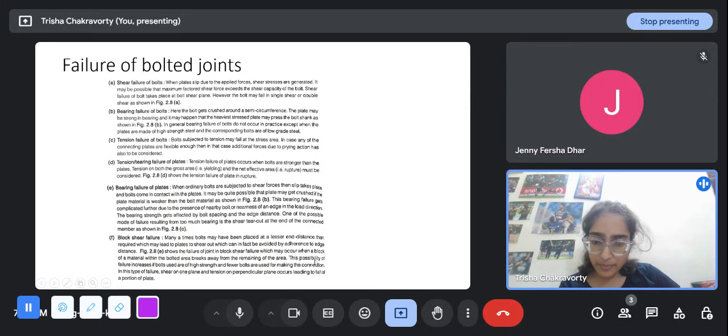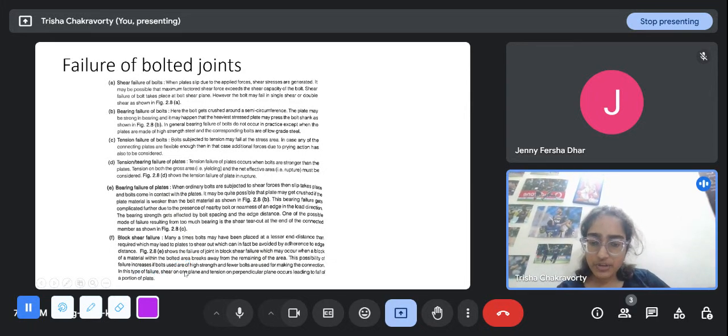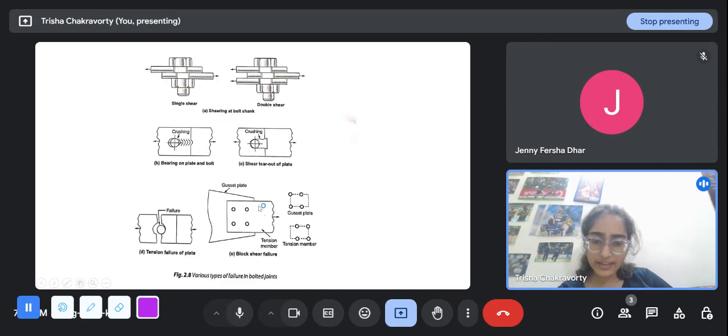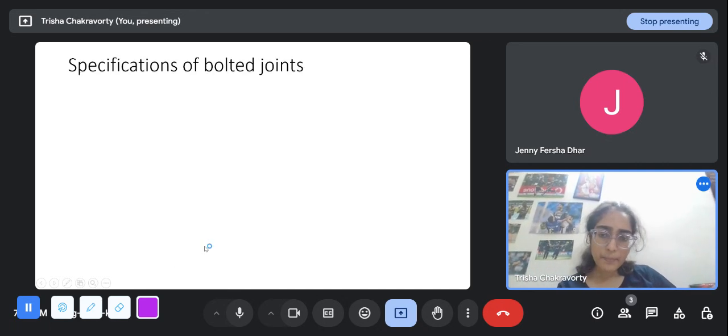The possibility of failure increases if bolts used are of high strength and fewer bolts are used for making the connection. In this type of failure, shear on one plate and tension on a perpendicular plane occurs, leading to failure of the portion of the plate. Shear on one plate, this is a tension member. Tension is occurring on this member, and there's a gusset plate. The cover plates are also called gusset plates. If there is shear on one plate and tension in the other one, a block shear failure may occur.